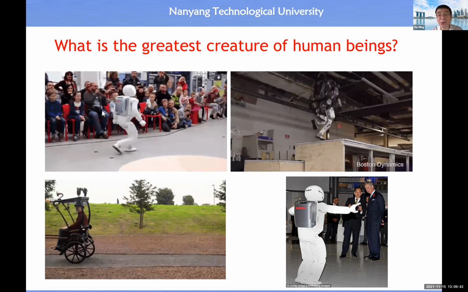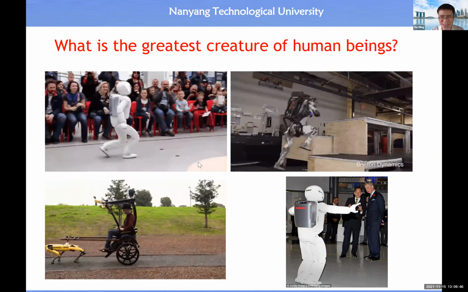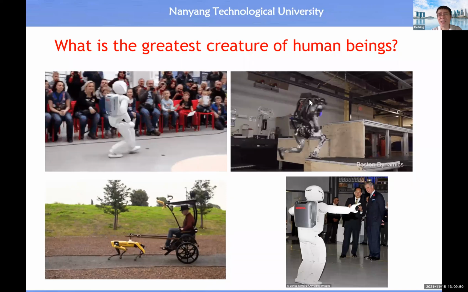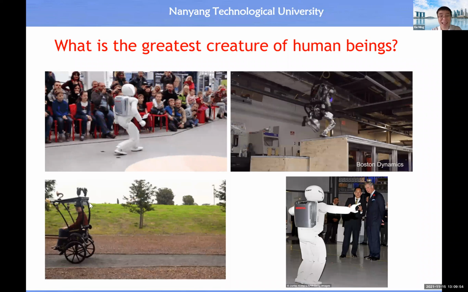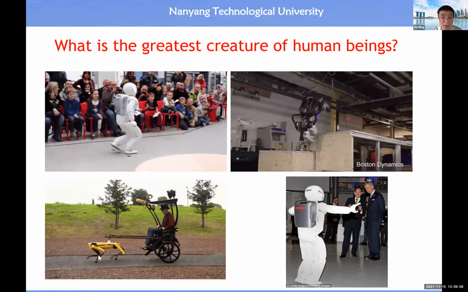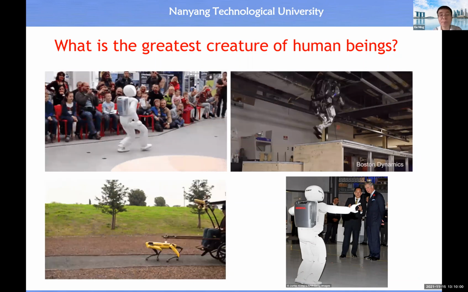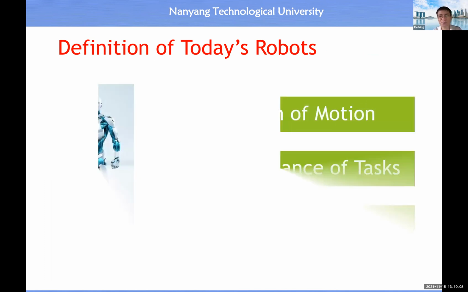Here I show you two forms of a robot. One is in the form of a human being, so you will see a human-like robot. The second one is in the form of an animal. You will see we have a dog-like robot. Therefore, we need to know what should be the definition for today's robot.